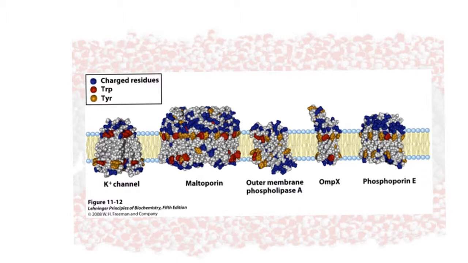And then many times there's this hydrophobic, in particular an aromatic, tyrosine and tryptophan-like cap that goes right alongside the head groups of the phospholipid bilayer.